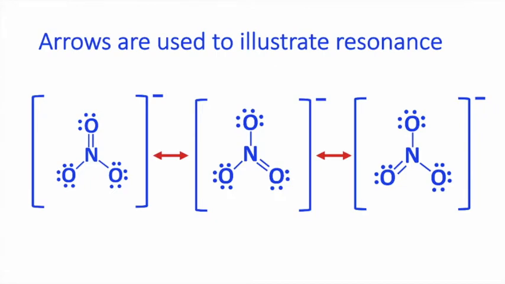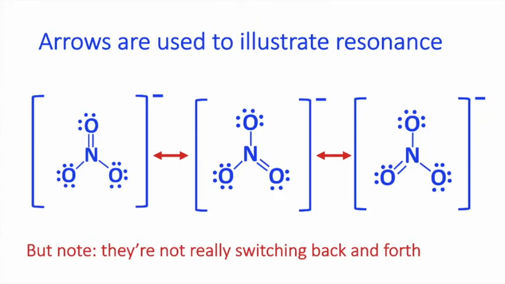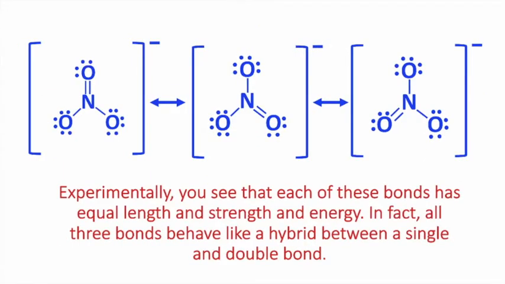We use arrows to illustrate resonance, like this, but you have to remember that these different structures are not really switching back and forth. These arrows are just symbols telling us that there are 3 possible structures. What's really going on? Well, when they do experiments, they see that each of the bonds in this nitrate ion actually has equal length and equal strength and equal energy.